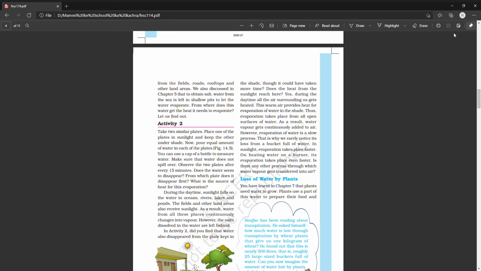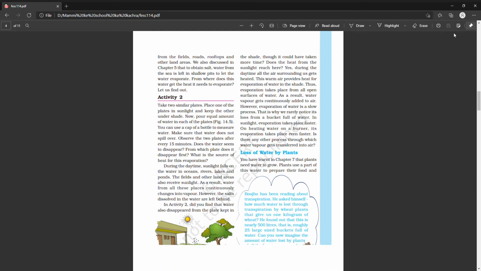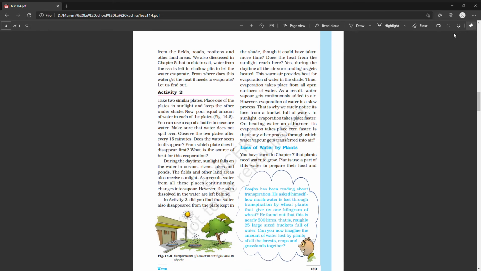Does the water seem to disappear? From which plate does it disappear first? And what is the source of heat for this evaporation? To answer these questions: yes, the water seems to disappear. The plate which is kept in sunlight, water from that plate seems to disappear because of sun's heat. What happened to that water? Water in the plate got evaporated. That means water is converted into water vapor.